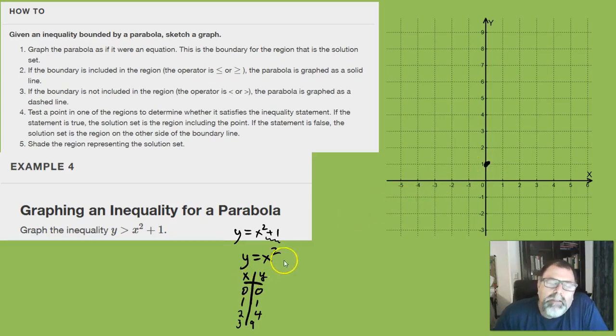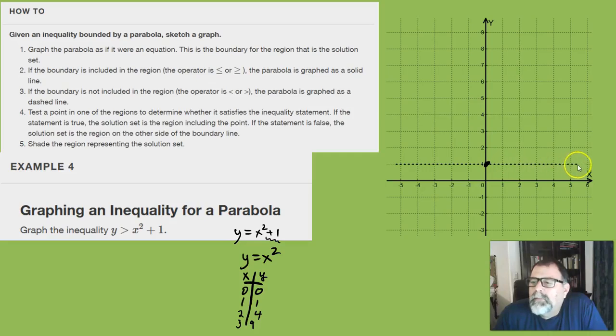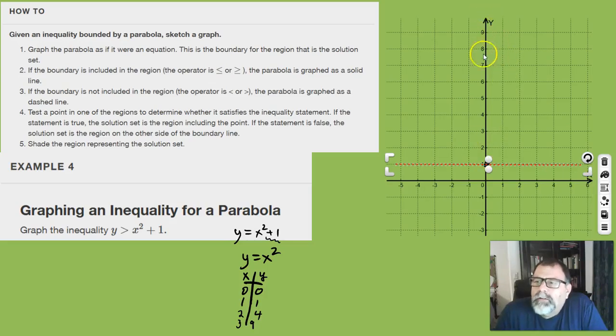Now for this, if you don't want to use the transformations, you could just do the plus 1 and add the 1 to all these points. That's fine. It's simple enough. So 0, 1. Again, I'm using my transformations. I shifted it up 1, so my pretend origin is at 0, 1 instead of at 0, 0. So I'm counting from here.